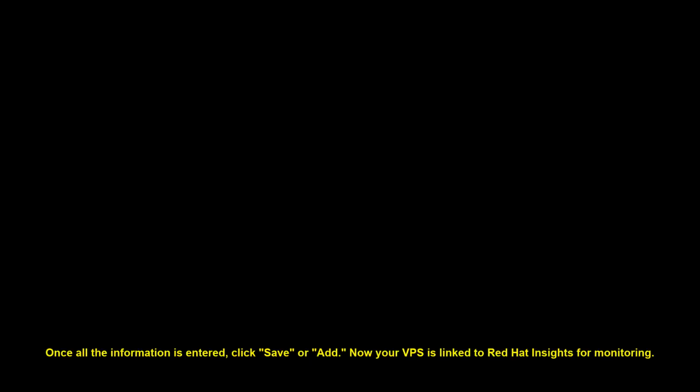Now your VPS is linked to Red Hat Insights for monitoring. To set up alerts, go to the Alerts configuration section. Choose the conditions under which you want to receive alerts. You can customize the severity level for different types of alerts. You can now monitor your VPS and receive critical updates.